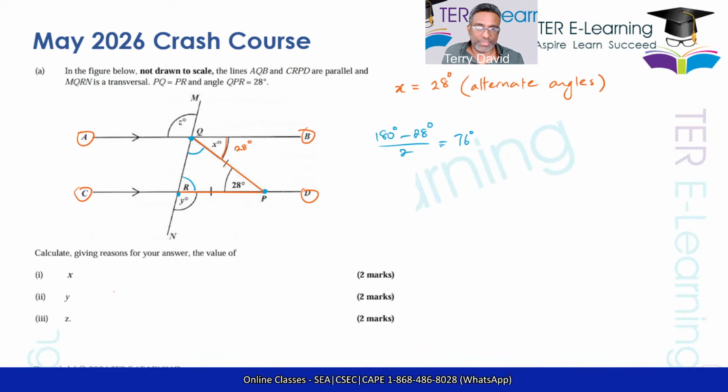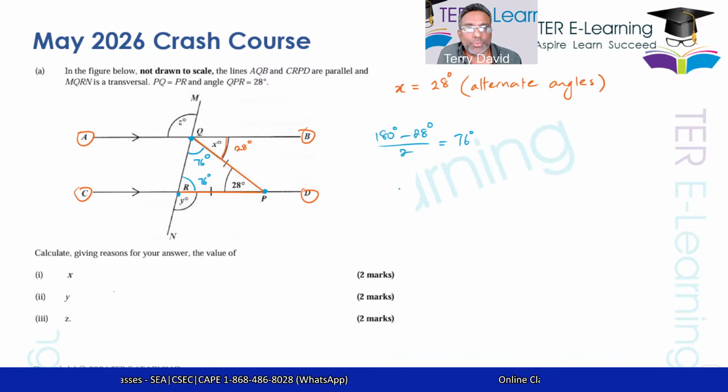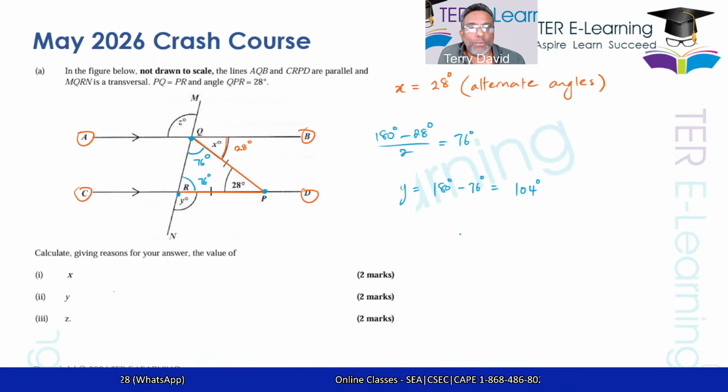Make sure that's correct. So 180 minus 28 divided by 2, yeah, that's 76 degrees here. So this angle is 76, and also this angle here is 76 degrees. Now, you can work out Y in two ways. You can either say 180 minus 76 will give us Y, which is 104. So Y is 104.